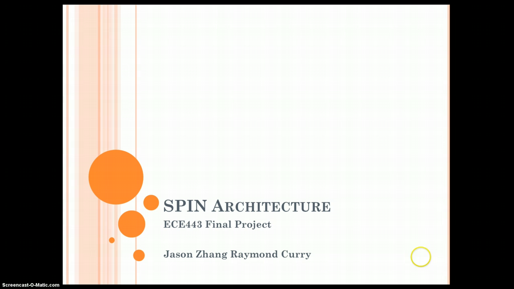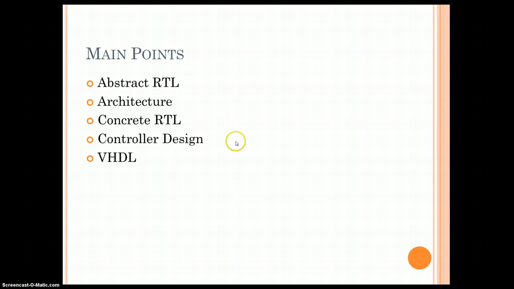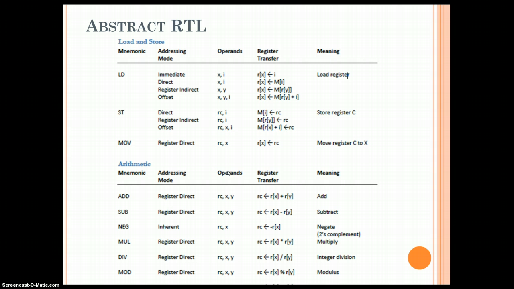All right. So this is Group 7, Raymond Curry and Jason Zhang, doing the spin architecture ECE 443 final project. In this presentation, we're going to go over the abstract RTL that we've developed, some of the architectural points, the concrete RTL, our controller design, and then a little bit of VHDL that we were able to code. So what we've got here is our abstract RTL. We did all 30 instructions, just like everyone else did.